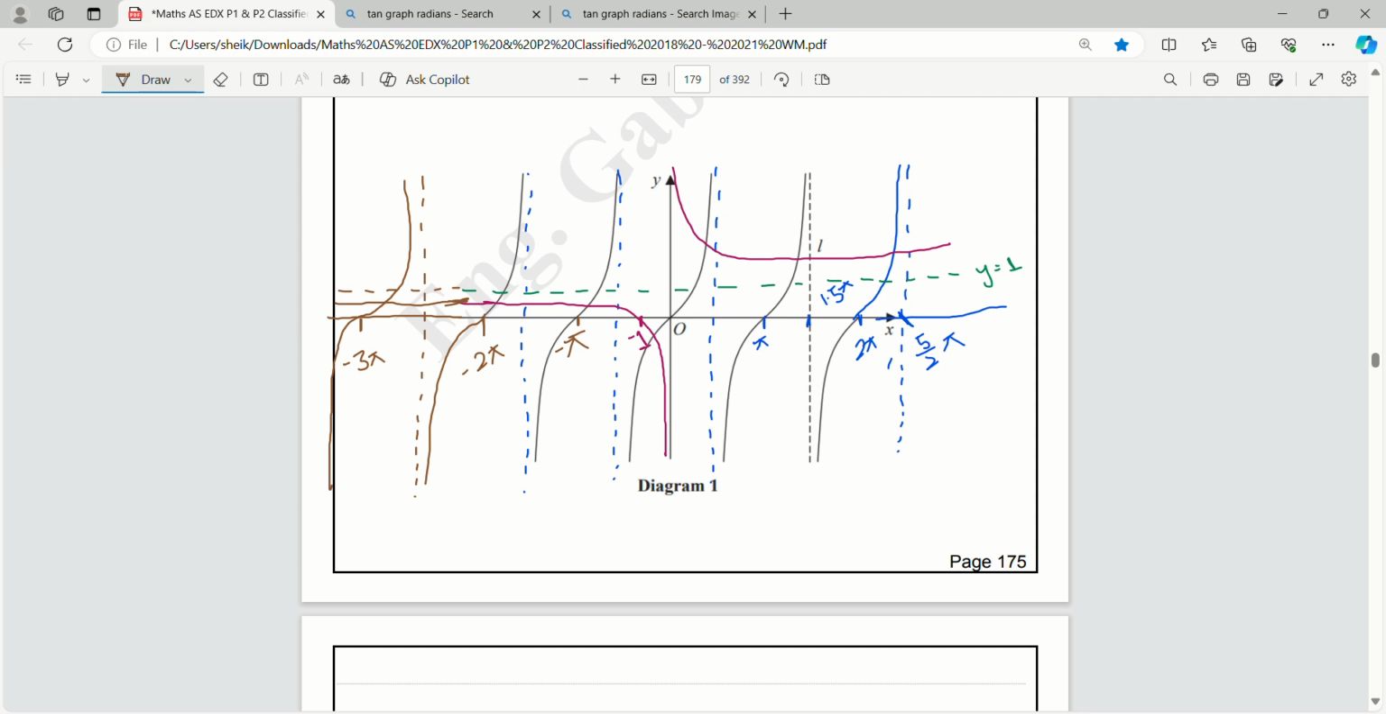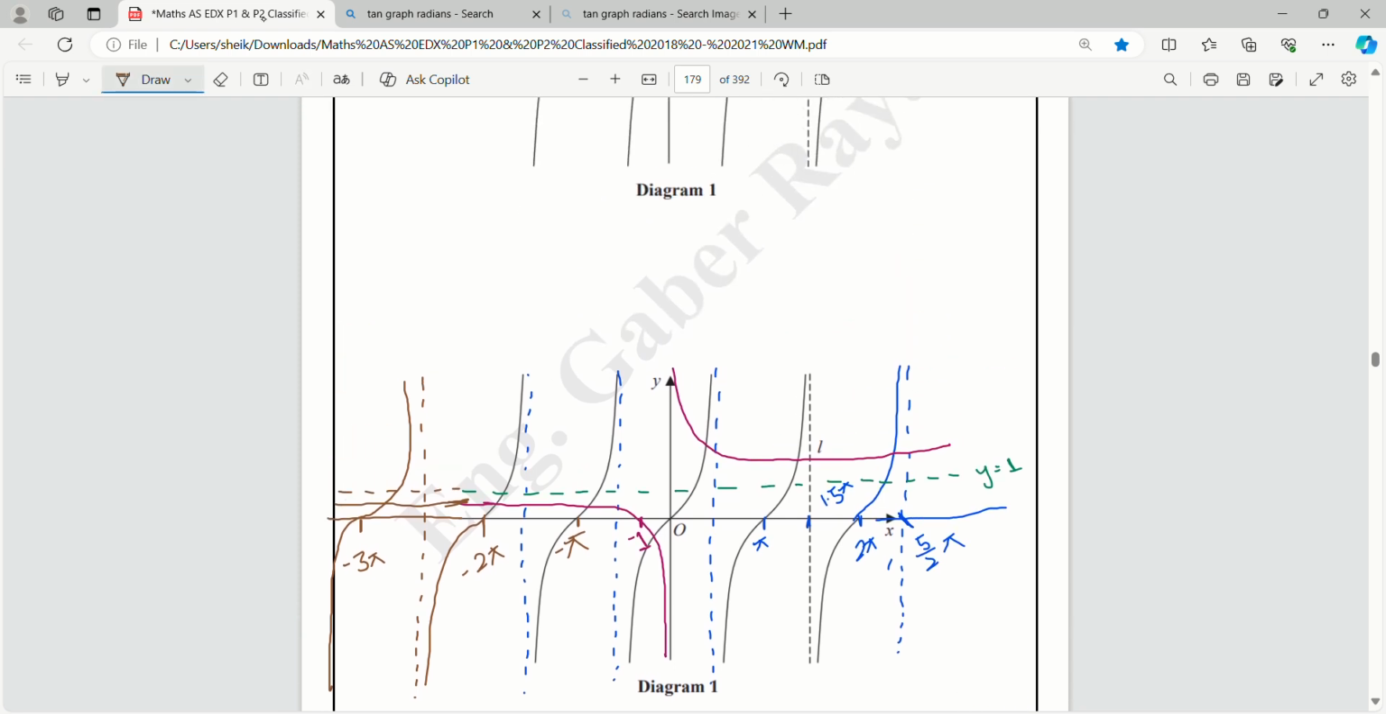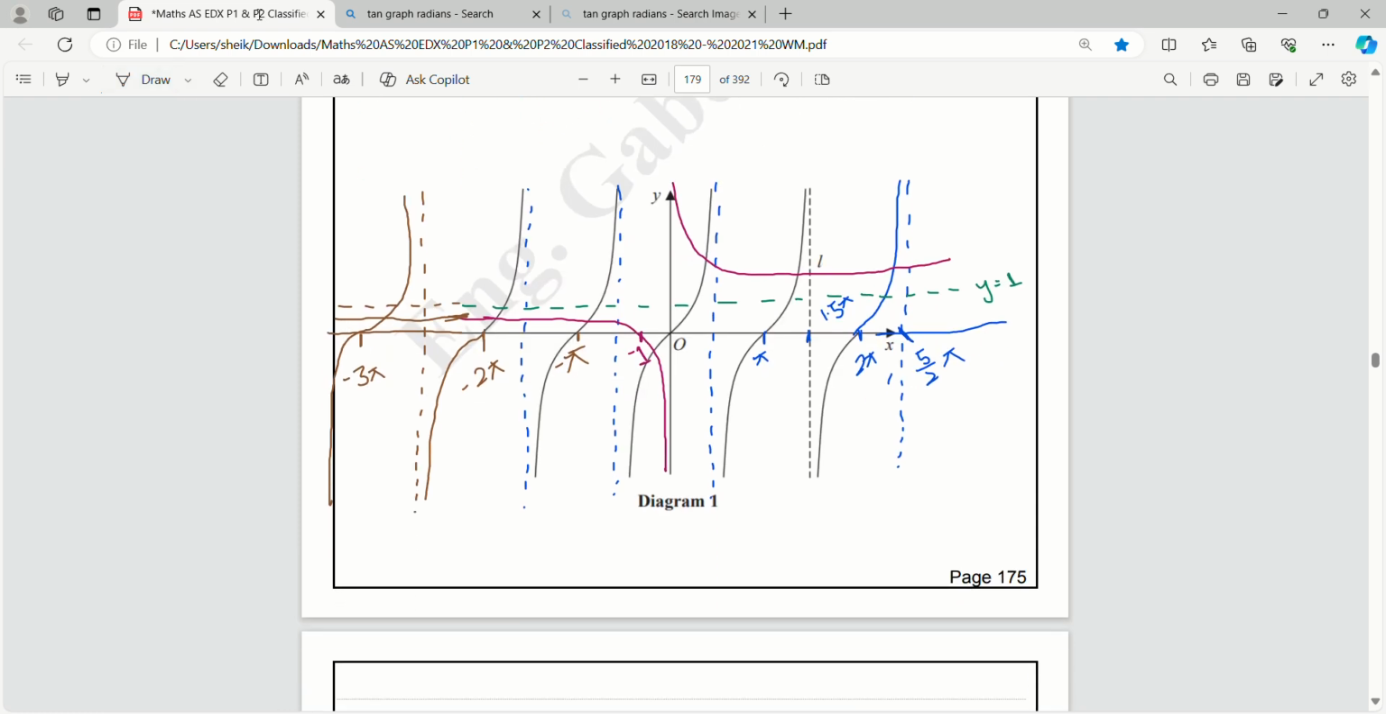They asked us to find all of the intersections between minus 10 pi and 5 over 2 pi for this graph. So we have to find all of the solutions. Let's take a look.